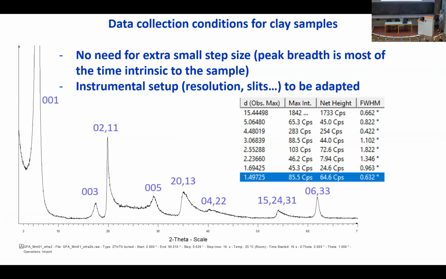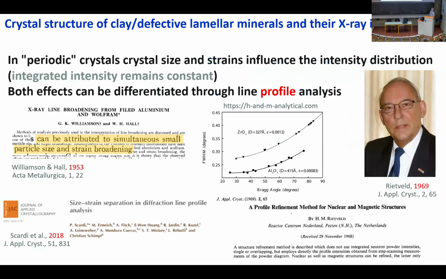This is what is essentially written here: depending on your sample, there is no need to have an extra small step size, just because in this case you can clearly see that peak breadth is intrinsic to your sample. And it will be interpreted as such, and in this case the instrumental setup may be or should be adapted depending on what you want to do. And clearly the next step is to try to get this size and strain information from your diffraction data. And this is essentially what was also done in the Rietveld approach.